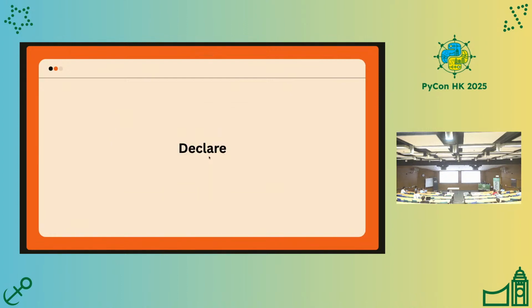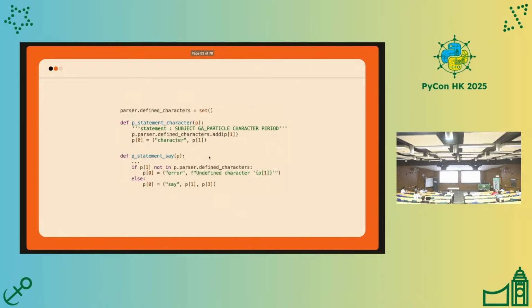Another example is the declare statement. The same way, we're going to define the grammar, but we have our new custom attributes here. What we did is put the subject into defined characters, where we check whether the subject is already defined in our print statement. If it's not defined, we return an error. If it's already defined, then we are able to use it.